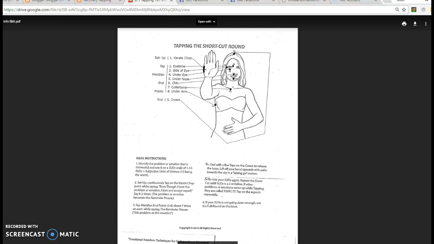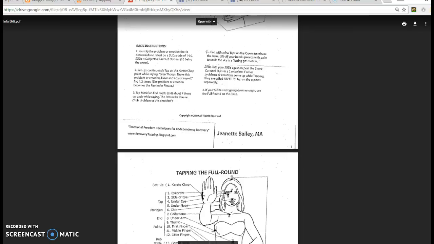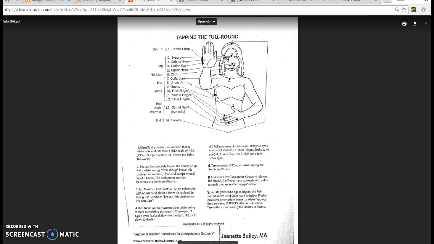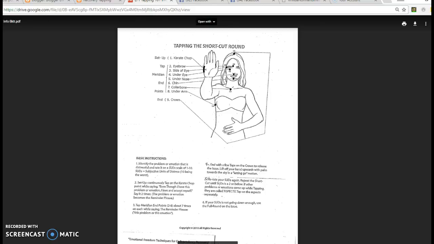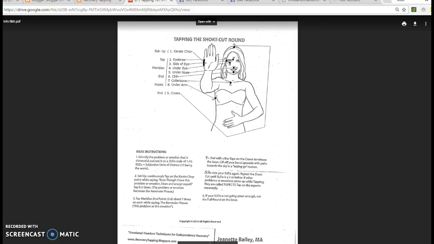The first two pages are the tapping diagrams and instructions that I had made for my book. So you've got the full round, which I always suggest doing at least once a day or once before you do other rounds. If you do one full round, you basically get everything going, and then from there you can do a bunch of little shortcut rounds, and that makes it easier for the rest of that day or the rest of that session.